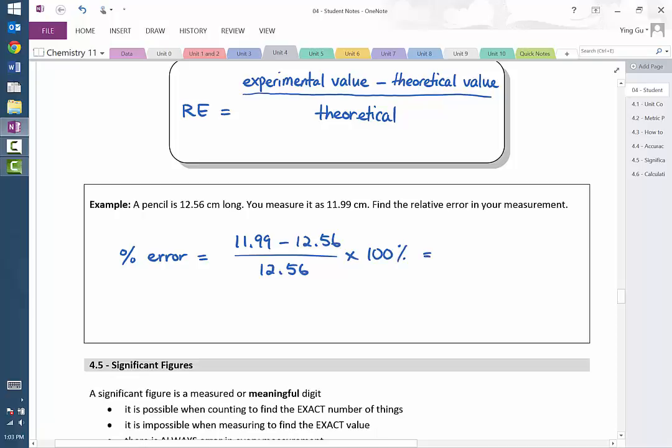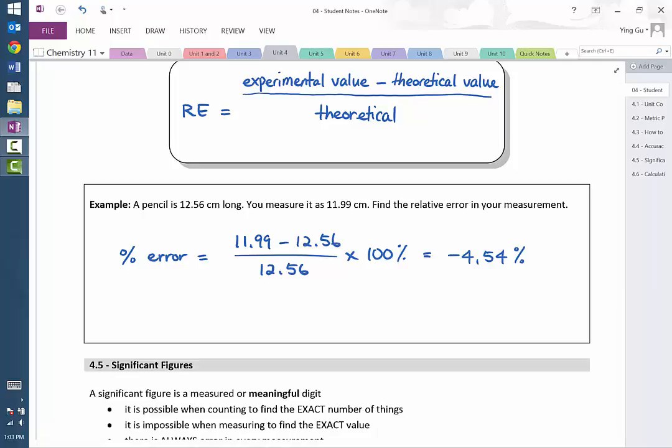When we do this calculation, 11.99 minus 12.56 divided by 12.56 times 100, we get negative 4.54 percent. What that means is your experiment was off by 4.54%, or you had a 4.54% error. That negative sign just says that you were on the small side, and you were too small by 4.54%.